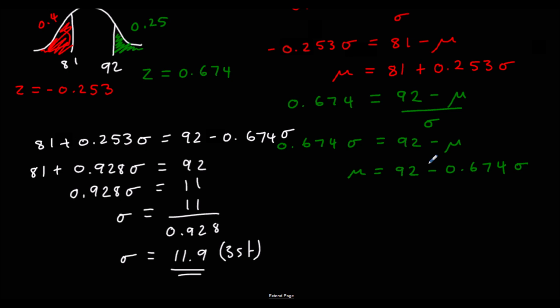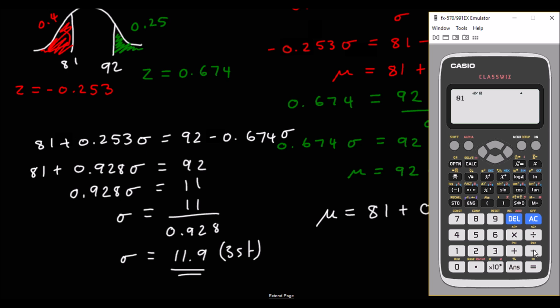So now I want to find the mean. So the mean is either of these two formulas. So I've got 81 plus 0.253 times 11.9. So 0.253 is minus A from the calculator. So that will be 81 minus A times the answer. And that gives me 84.0 to three significant figures.